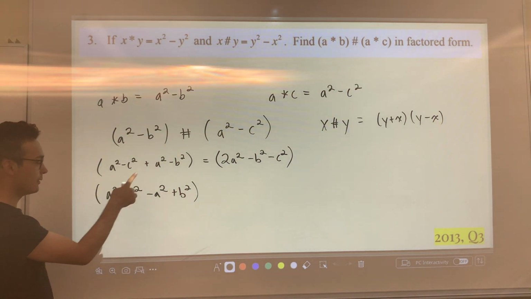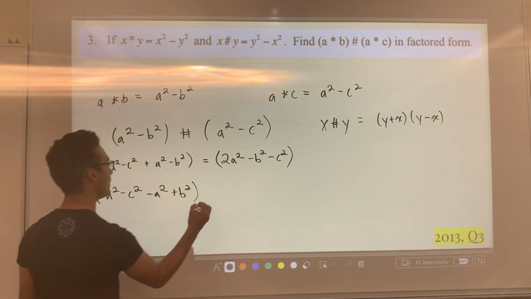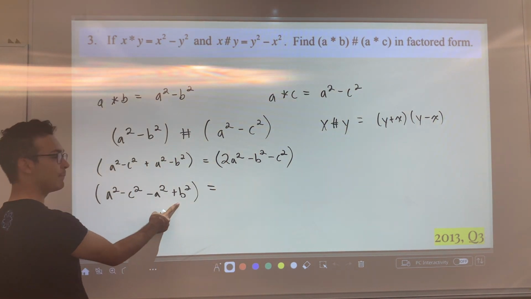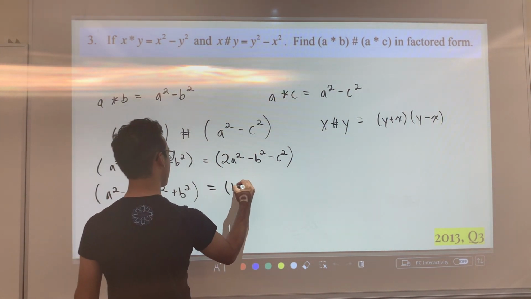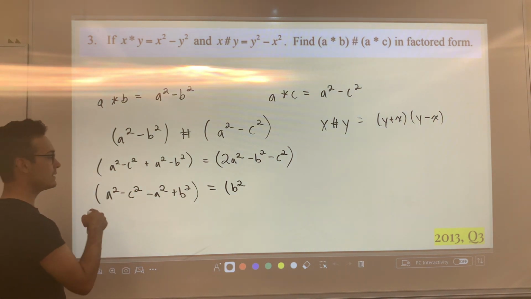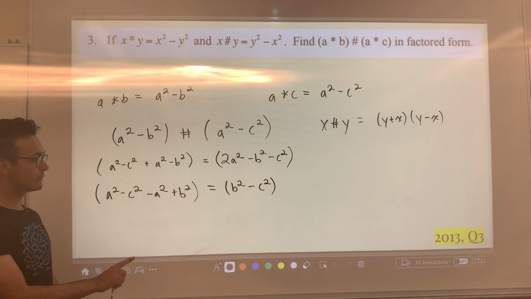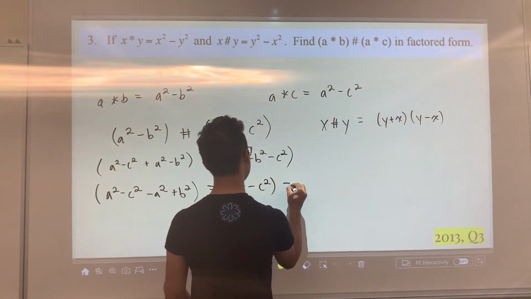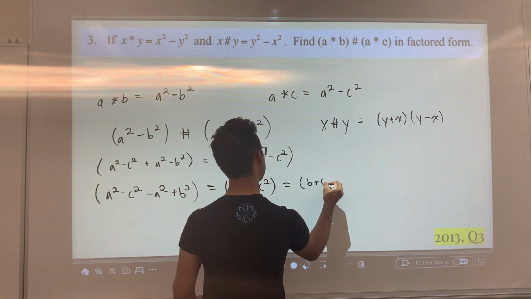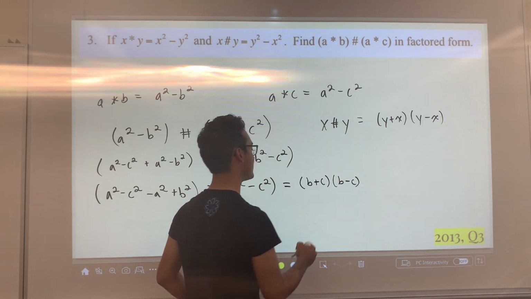That a squared and that negative a squared cancel, so we are left with a positive b squared and a negative c squared. And notice that that is also a difference of two squares. So b squared minus c squared can be simplified to b plus c times b minus c.